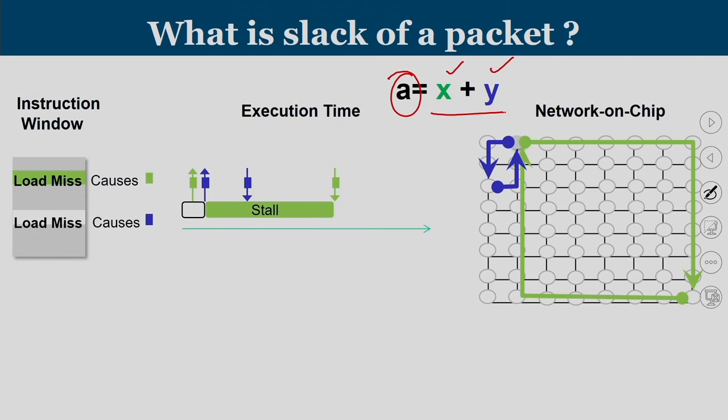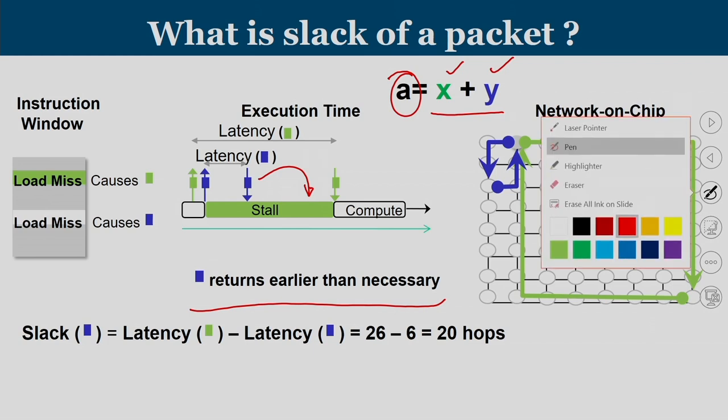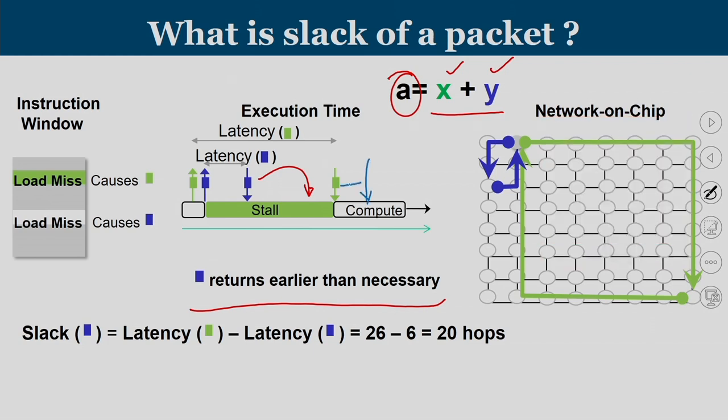You incurred a miss on the value X as well as on Y. X came a bit late because the address to which X is mapped is very far with respect to the source core under consideration, and the address to which Y is mapped is very close to the tile under consideration. So you have X plus Y, and then we are going to compute. This is the latency of the blue packet as well as the latency of the green packet, and we know that the blue packet returns earlier than necessary. There is no problem even if this blue packet returns at this point. There is no stall, because the application is going to stall for the green packet. If the blue packet returns at this point, then a blue stall happens. So as long as the blue packet returns somewhere in this region, it is not going to affect the performance.